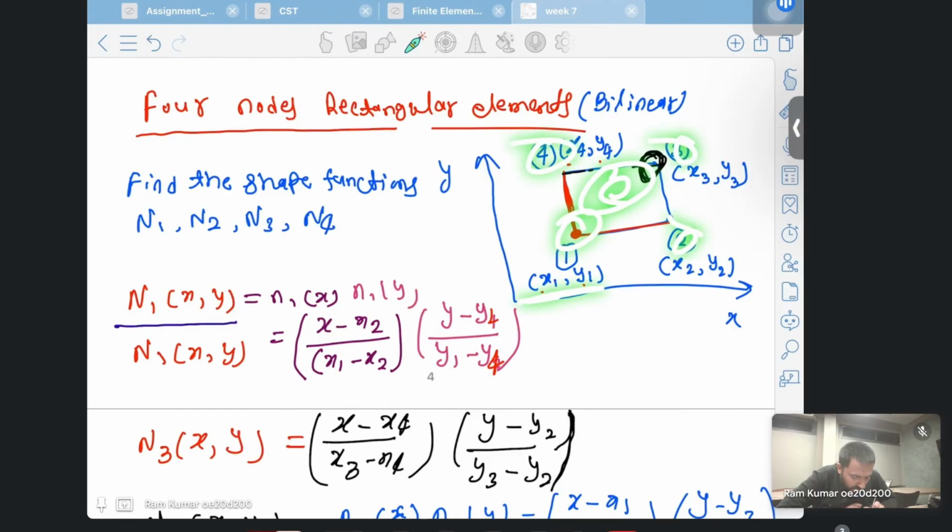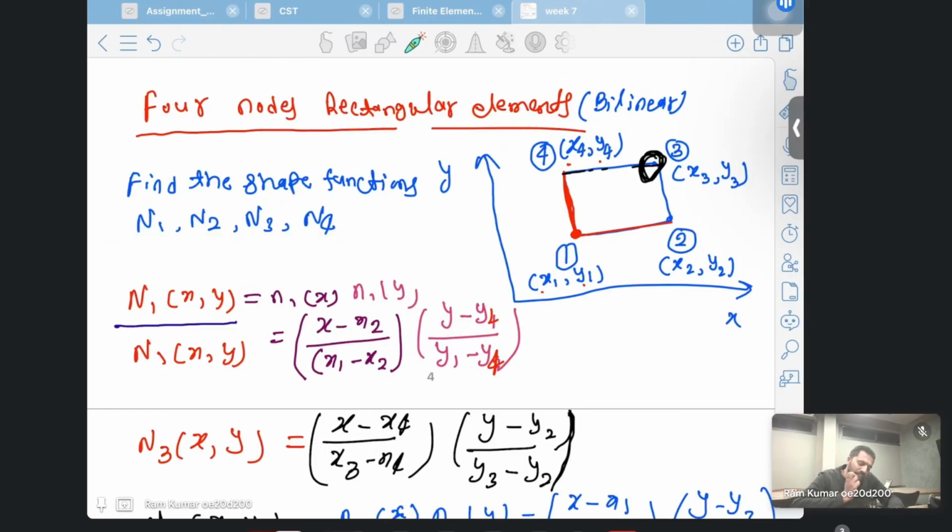Node 1 has coordinates x1, y1. This has x2, y2, x3, y3. Similarly, all nodes have coordinates. Now we have to find the shape function. See, we are having 4 nodes, so we will definitely have 4 shape functions. We cannot have 3 or 5. The number of shape functions equals the number of nodes. So we will have 4 shape functions N1, N2, N3, N4.